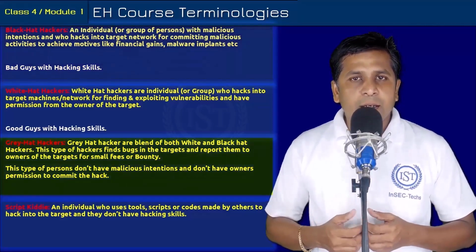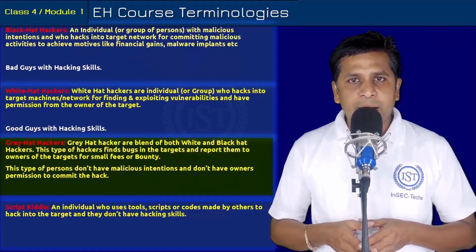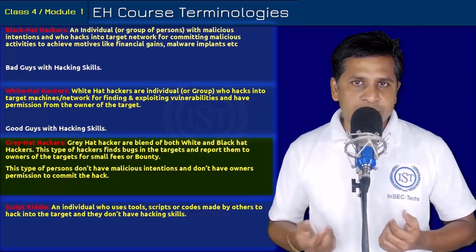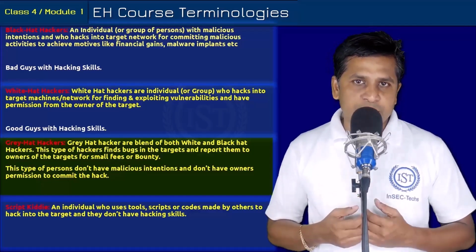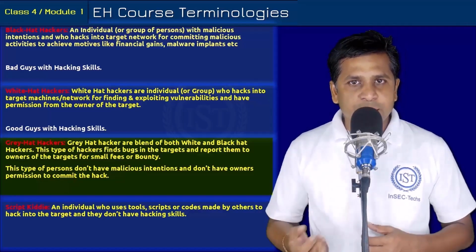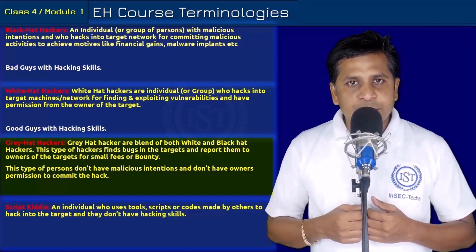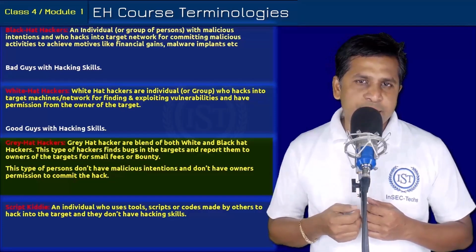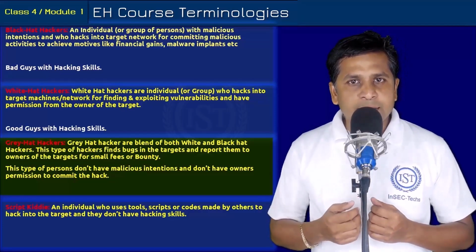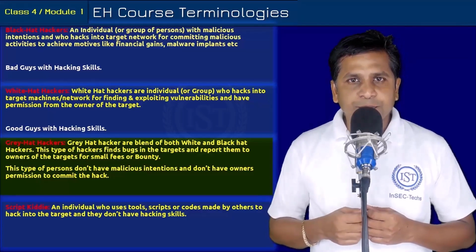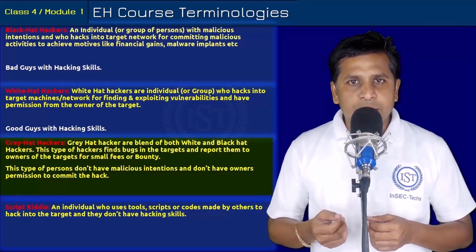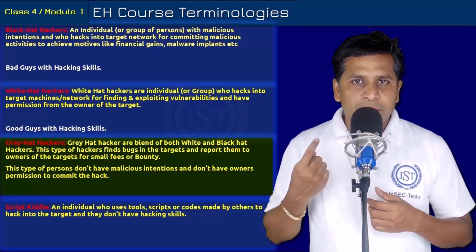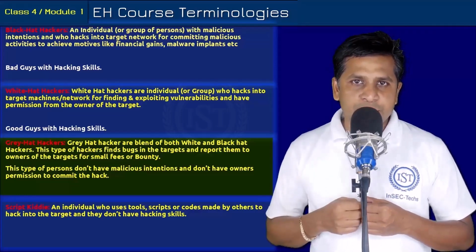Then comes grey hat. They are a blend or mixture of both black and white hat hackers. These guys hack into target machines without any authorization or permission, but they do not have any malicious intentions. By hacking into a target machine or finding bugs or loopholes in it, they approach or contact the owner of the hacked machine and show them the proofs of their hacks. They ask for small fees or bounties, like a few hundred or thousands of dollars. So basically grey hat hackers are hackers with no permission and with no malicious intentions.